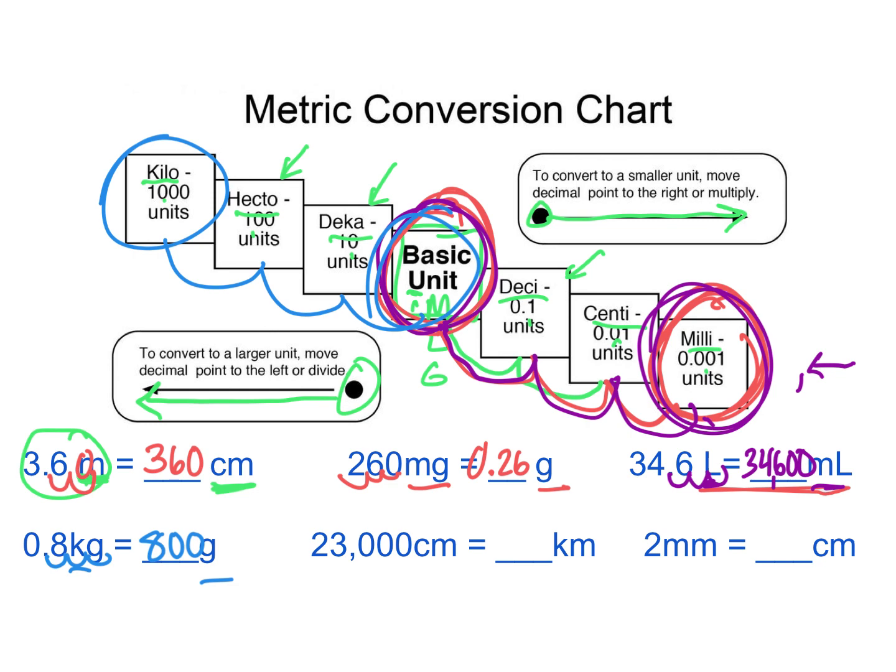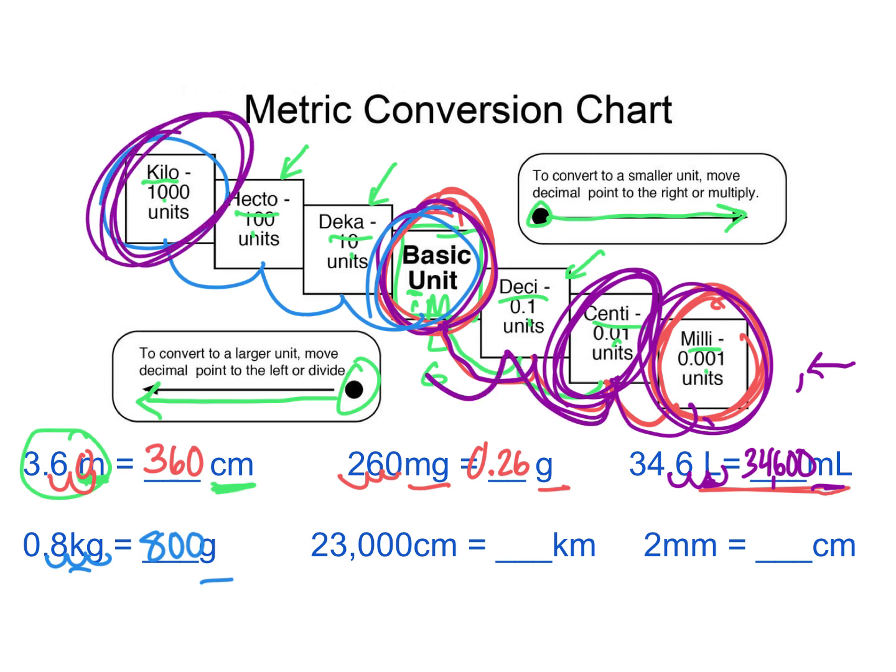We've got 23,000 centimeters to kilometers. Ooh, we're making a big jump. So we're going to go 1, 2, 3, 4, 5 to the left. My decimal point starts there. 1, 2, 3, 4, 5 to the left. 0.23 kilometers. Okay, that's kind of similar to taking inches to miles, right? So it makes sense that it's a lot different in size.